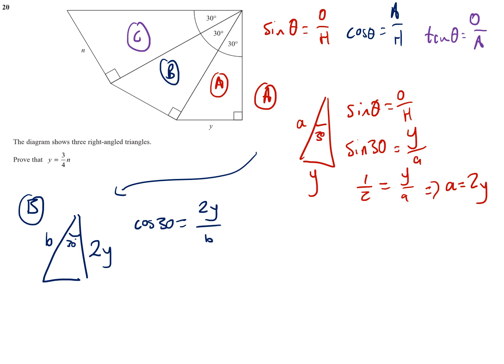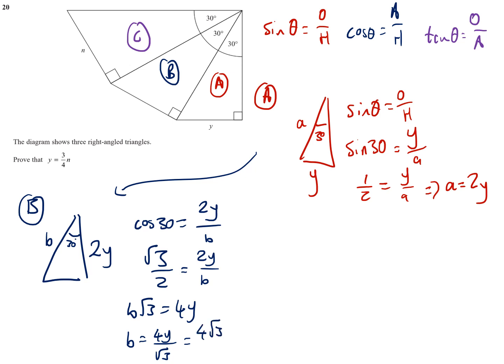Cos 30 is root 3 divided by 2. So that's equal to 2y over B. And then again, if I cross multiply, I get B root 3 equals 4y. So B is 4y over root 3. And let's rationalize that. Multiply top and bottom by root 3. We get 4 root 3 y over 3.